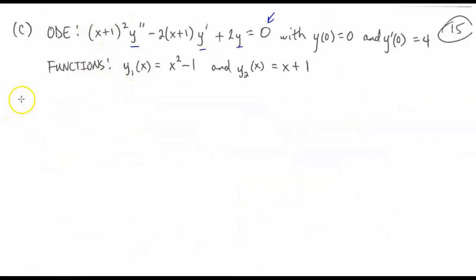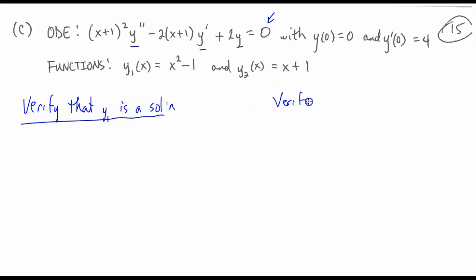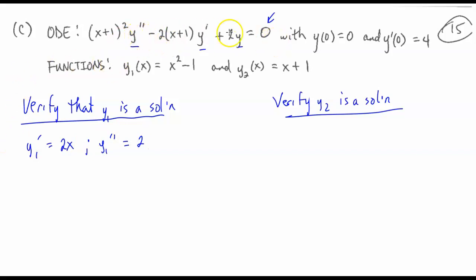All right, so again, we need to first verify that y1 is a solution, and we're going to do the same thing with y2. So verify y2 is a solution. Okay. So for y1, if I take the first derivative of it, that's just going to be 2x. If I take the second derivative of it, it's just going to be 2. And so now I just need to plug that information into this equation here.